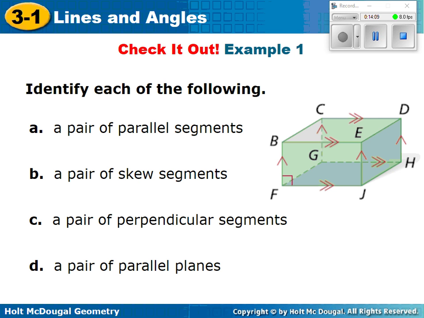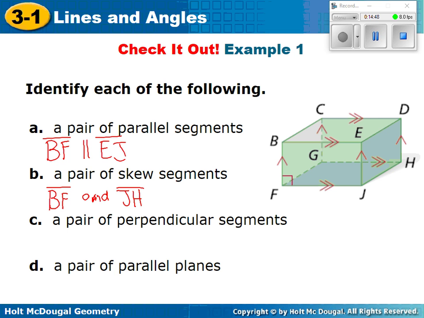Okay, let's check and see how you did. So let's go with Mason. Can you give me a pair of parallel segments? BF is parallel to EJ. Good job. How about a pair of skew segments, Madison? BF and JH. And again, we're doing segments, so make sure that you are putting line segments above them. A pair of perpendicular segments, Emily?